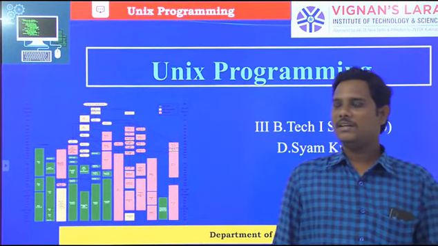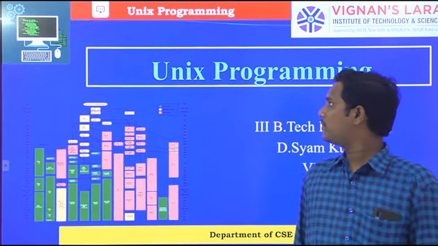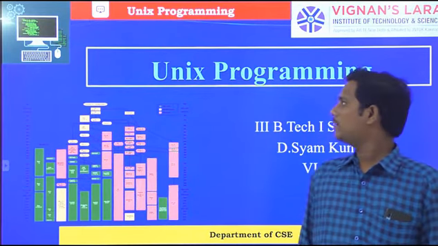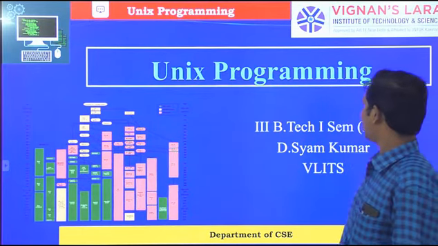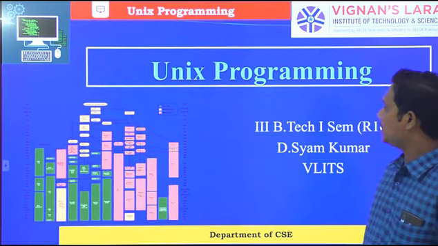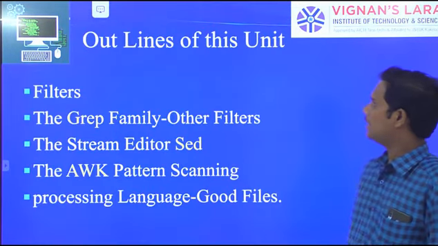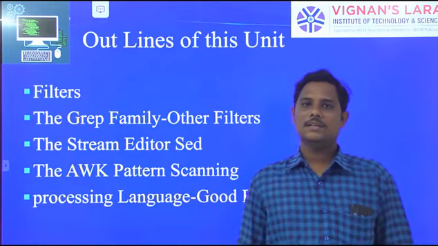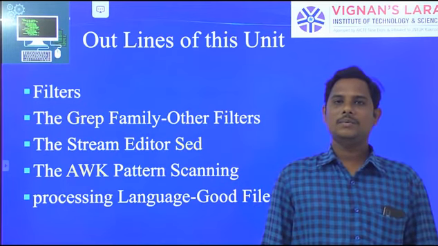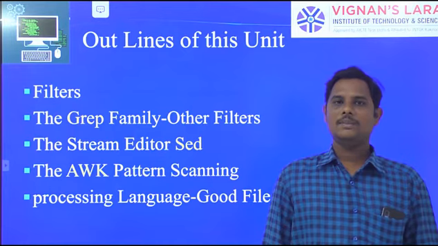Today I will discuss the fourth unit. Coming to the fourth unit of Unix programming, the fourth unit is filters. In the Unix operating system we use filters. What is a filter? Why are we using filters?